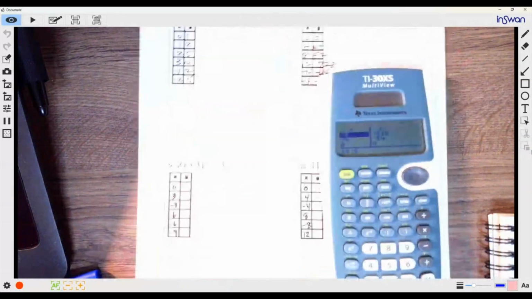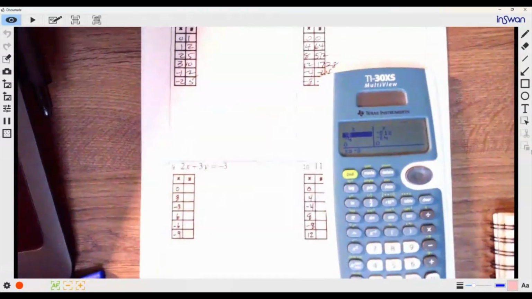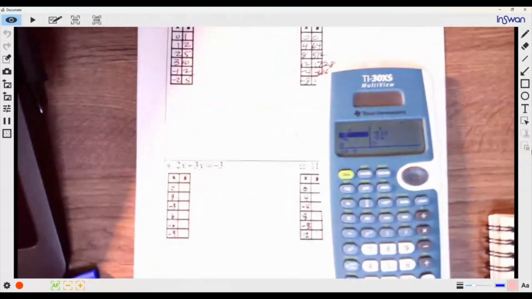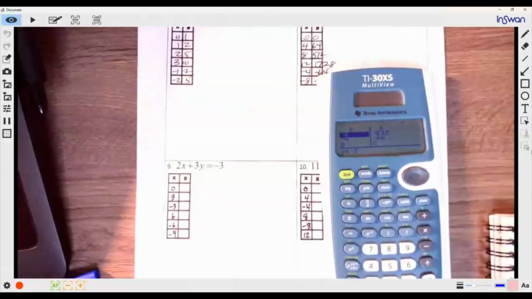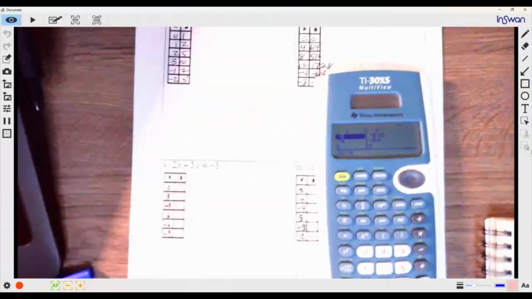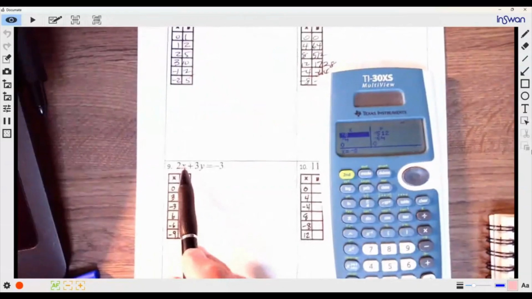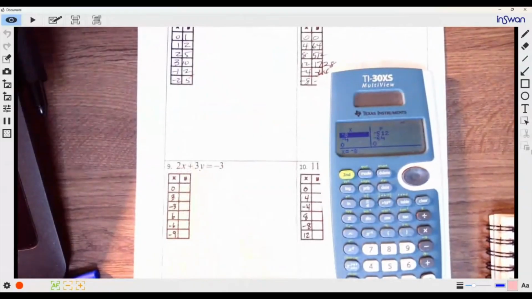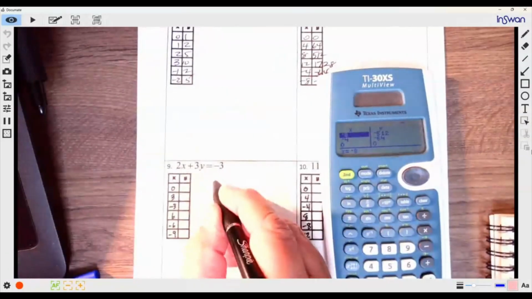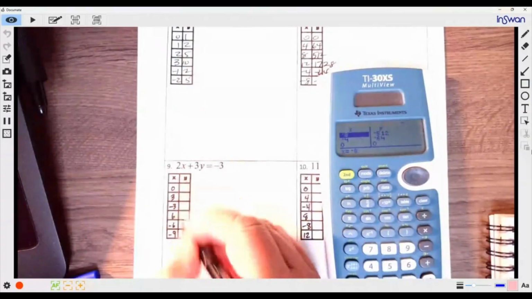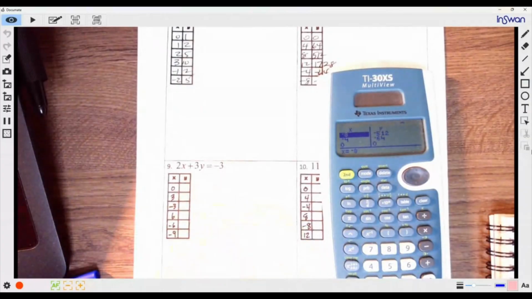All right. I want you to do this one. And then we're going to be talking about something very important. So it's this one right here, 2x plus 3y equals negative 3. So I want you to set up the equation and then do the table of values. Set up the equation properly, do the table of values.